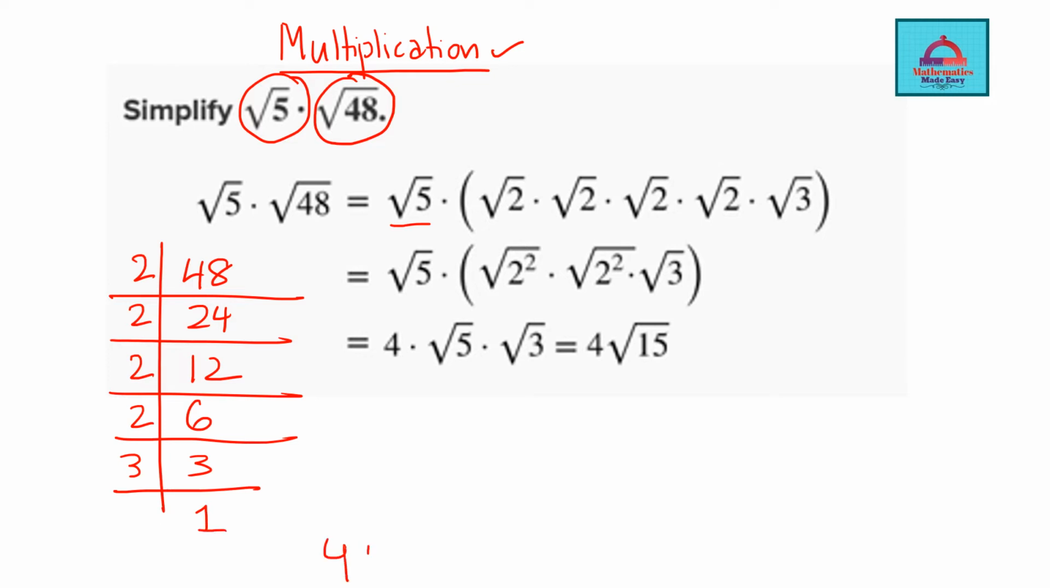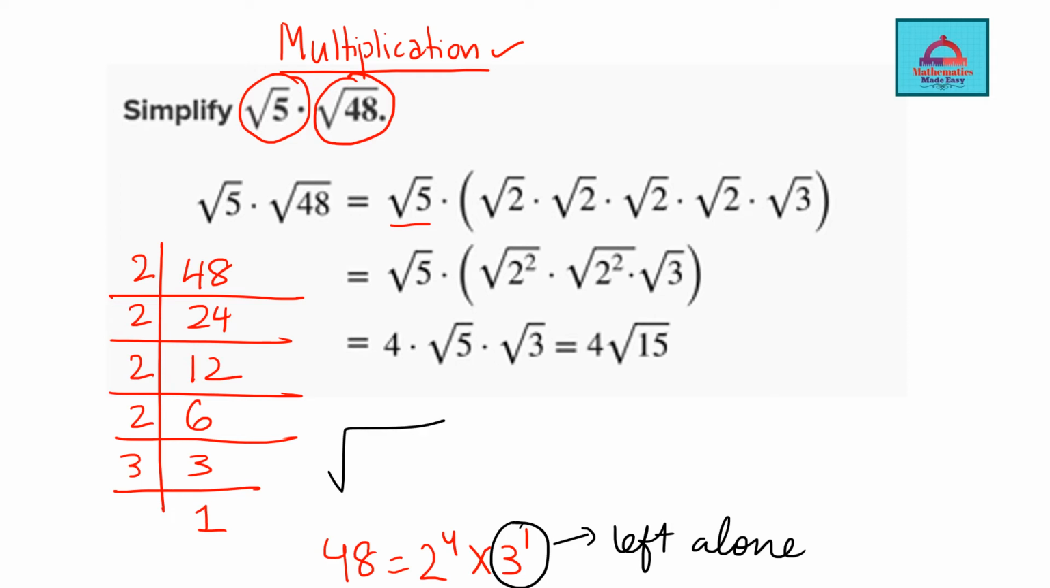So you can write 48 as 2 times 2 times 2 times 2 multiplied with 3 one time. So it's very clear to see that this is left alone. So it will be outside the radical, and when you find the square root of 48, it will be 2 multiplied with 2 and square root of 3. This is 4 square root of 3.